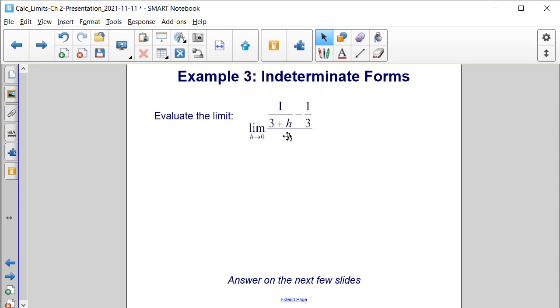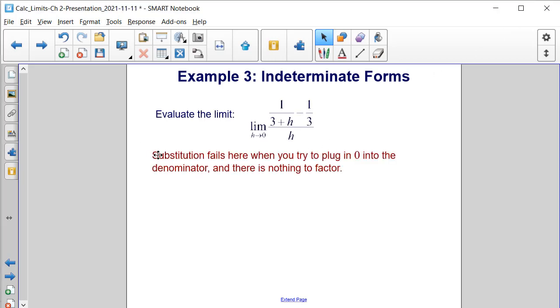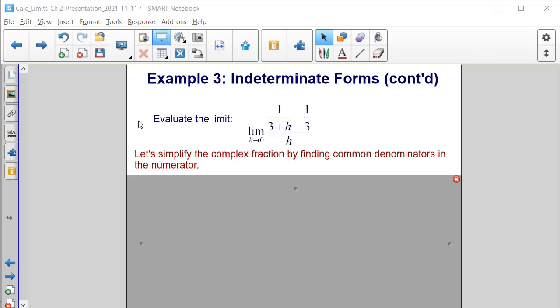Evaluate the limit. The limit of 1 divided by 3 plus h minus 1/3 all over h as h approaches 0. Substitution fails here. When we try to plug in 0, we would get 1/3 minus 1/3, which is 0, divided by 0. And there's nothing to factor and cancel out. So what do we do now?